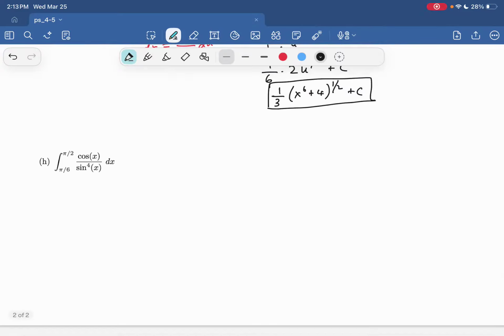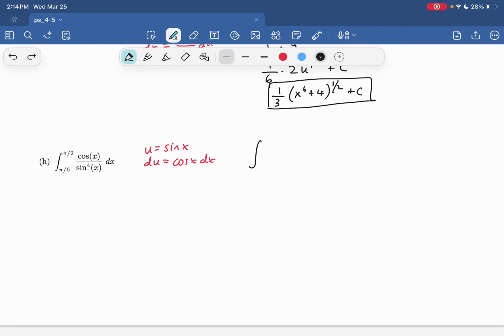Final question. In this case, u should be sine because the derivative of sine is cosine, and then cosine dx is found right there. So that would be a good substitution to have. So if u is sine x, then du is equal to cosine x dx, which is exactly that. So we'll be left with the integral of something, and then we're going to want to plug in pi over 6 and pi over 2 into u equals sine x.